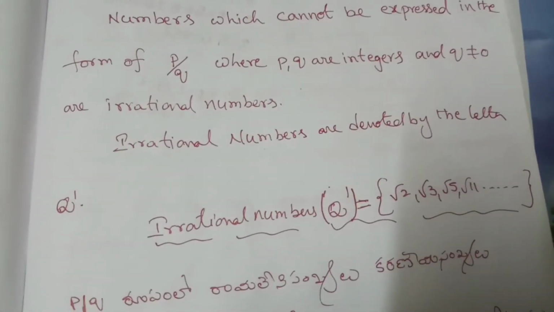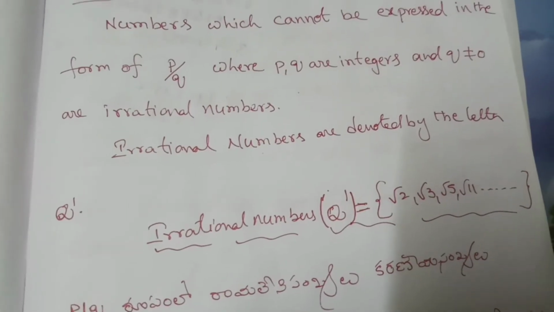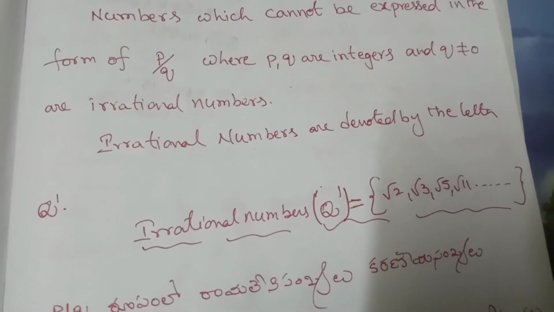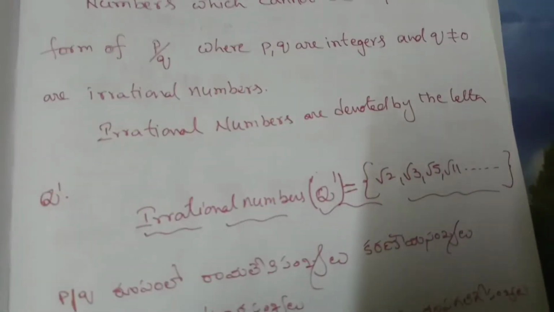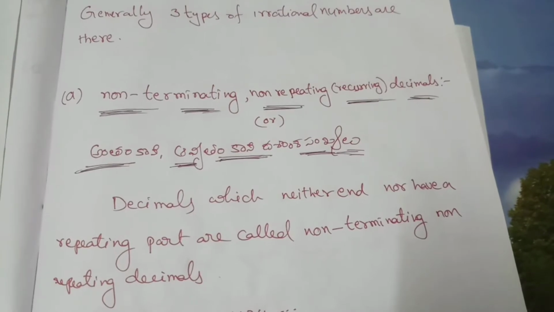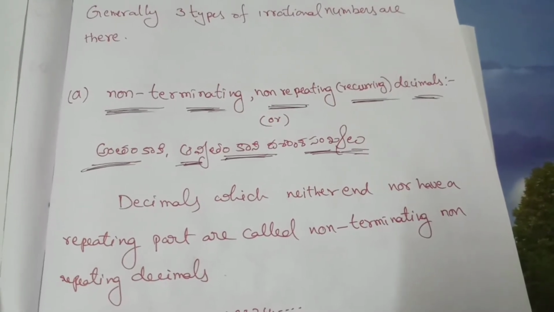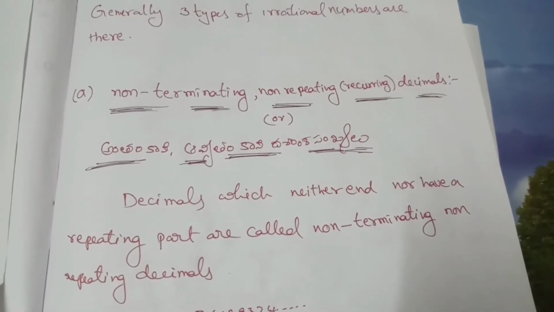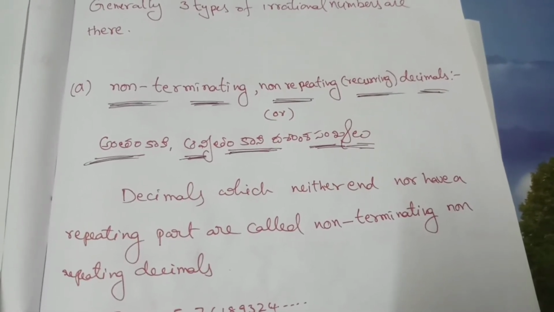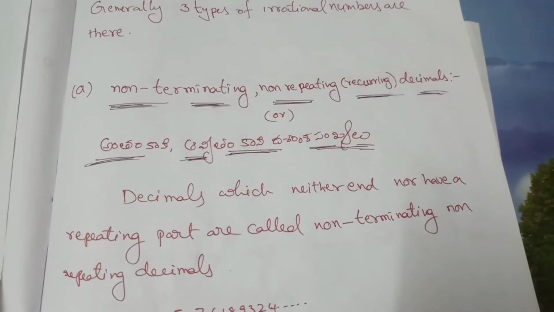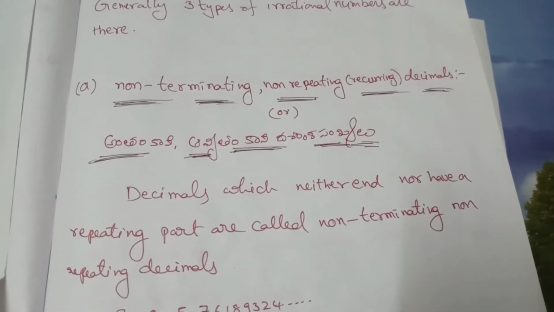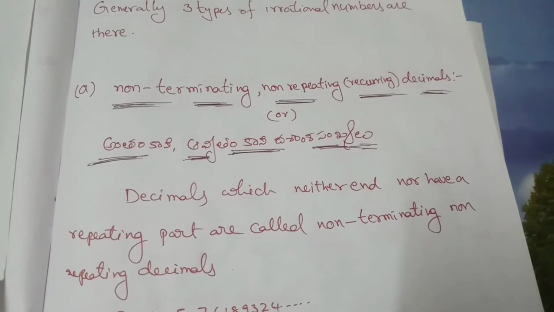For irrational numbers also, 3 types of irrational numbers are there. What are they? First one, non-terminating, non-repeating decimals. Decimals which neither end nor have a repeating part are called non-terminating, non-repeating decimals.